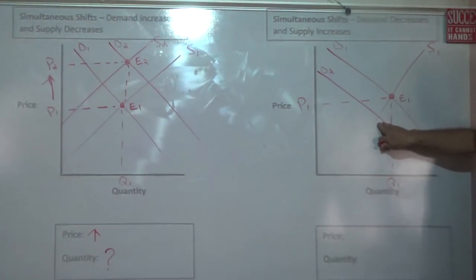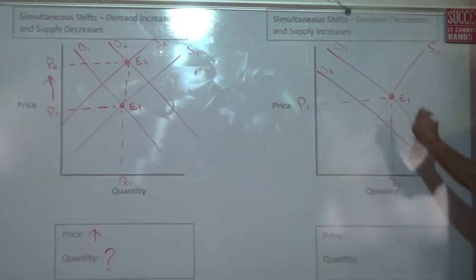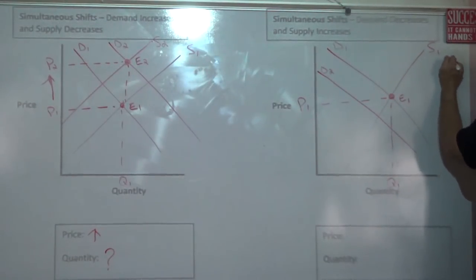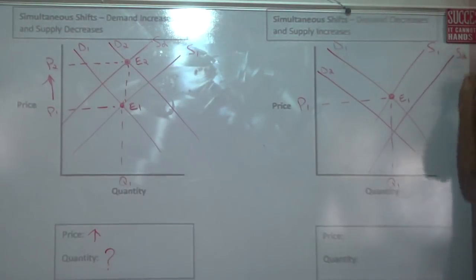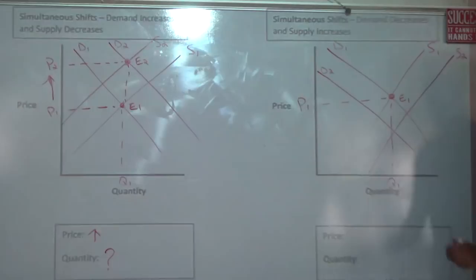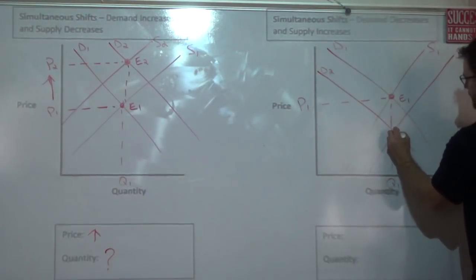That's not our equilibrium point. We've got to wait till we get both of them done. A supply increase. Now it's going to shift to the right. S2. And now go ahead and find that new point of equilibrium. Okay, so we have E2.